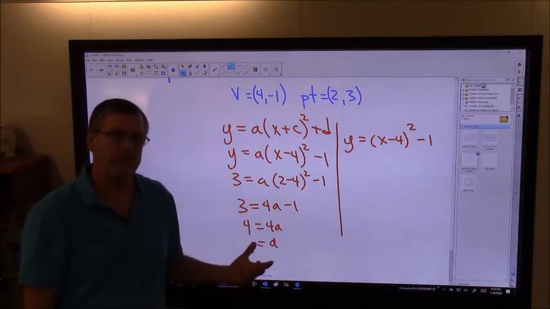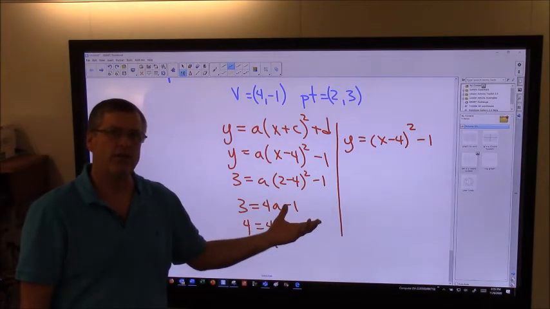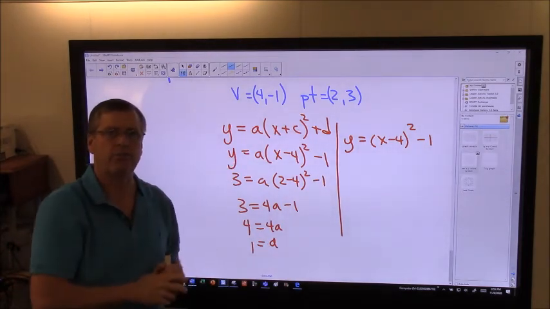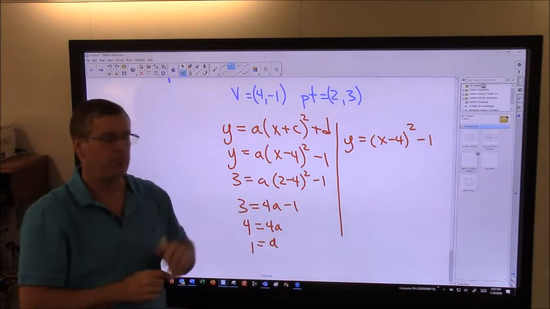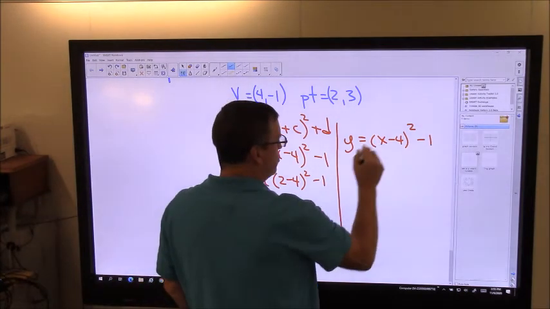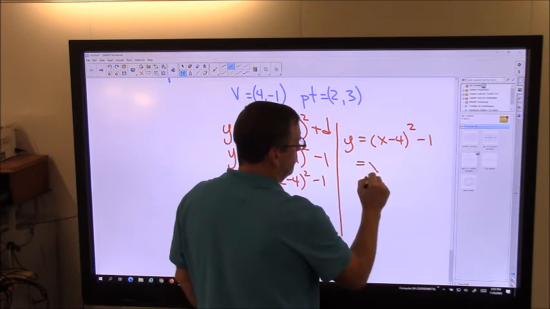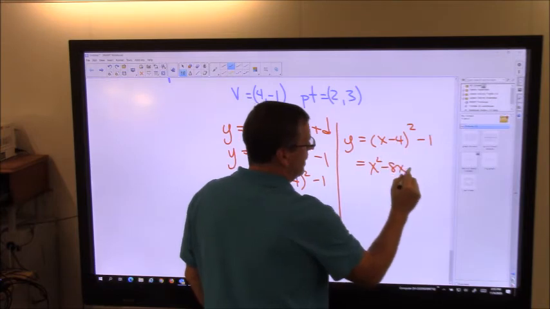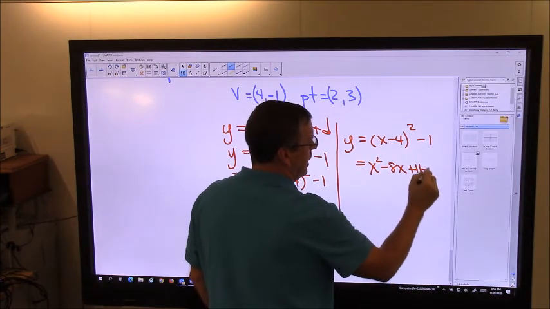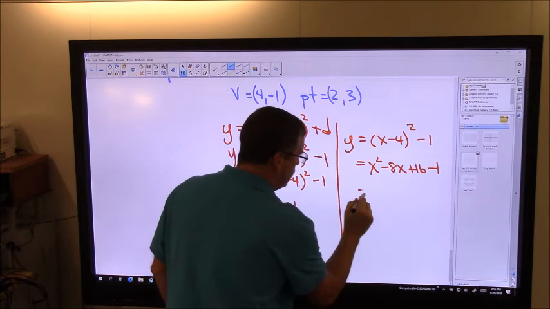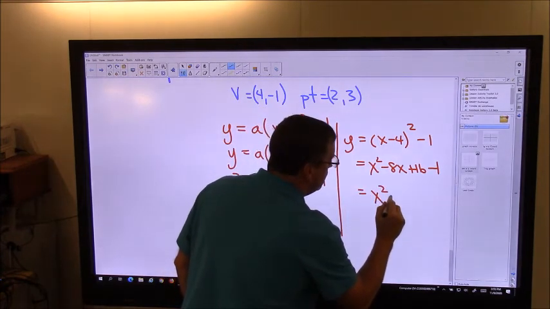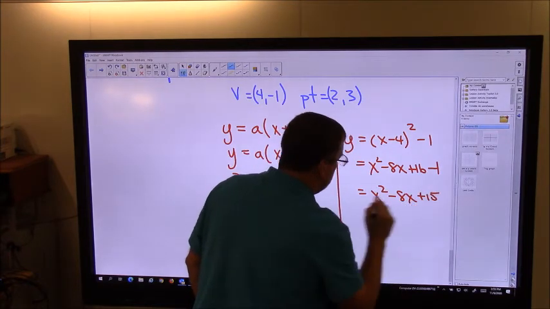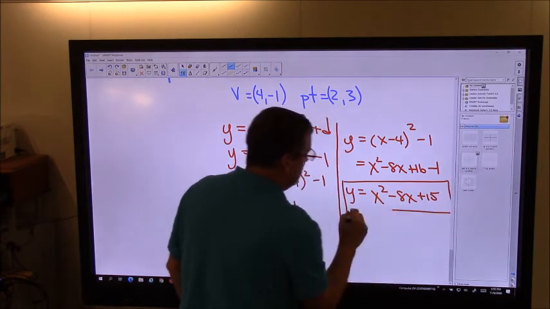The only thing is when they ask a question like this, find a quadratic equation, they really want it in general form. Ax squared plus bx plus c. And so I just need to get back to that point. So I'll go ahead and square this. Square the first term, multiply the 2 and double it. Square the last term, you get plus 16 minus this 1 that's out here. And so my final equation is x squared minus 8x plus 15. There's my quadratic equation.